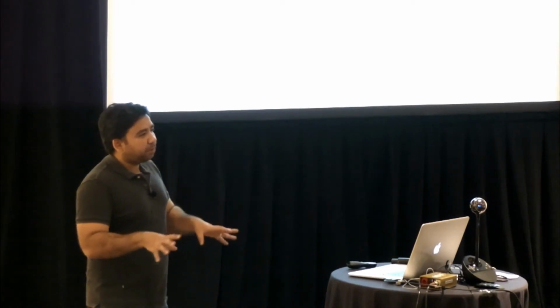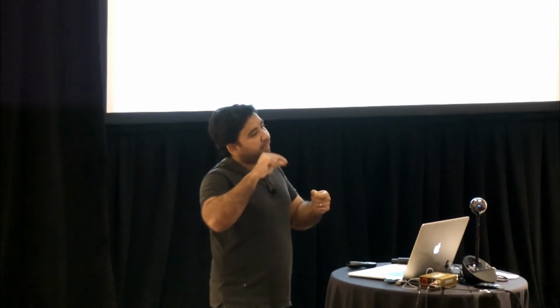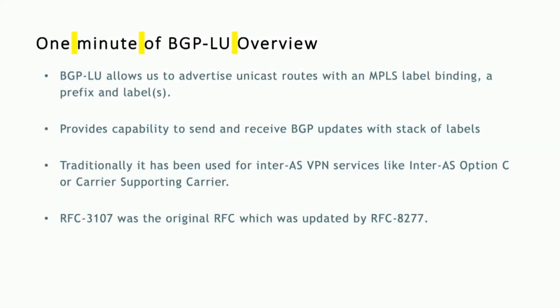The original RFC was 3107, and it was amended by 8277, which resolves a lot of the ambiguity that was there around 3107. Traditionally, it's been used for inter-AS option C or carrier supporting carrier use cases. But essentially what you're trying to do is, let's say you have a destination, 1.1.1.1, it can give you that, and you can also send the labels associated with that destination, right? So it's a way to communicate a prefix and the associated label bindings. If you're already familiar with LDP and RSVP, it's essentially another way of label distribution.